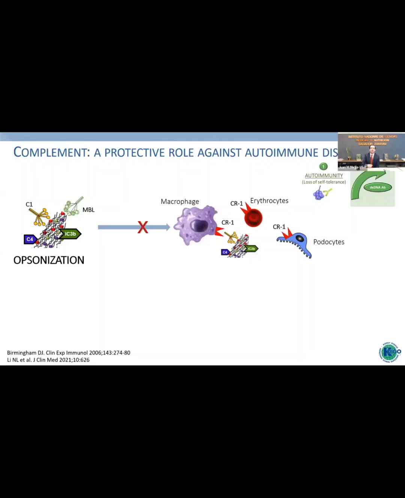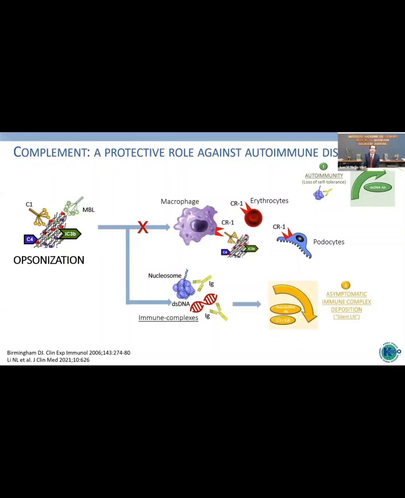So if we don't have these opsonizing particles, or their levels are too low, then the cellular debris will remain in circulation, and patients with predisposition to develop autoantibodies will form immune complexes, and we saw that these immune complexes will go to the kidneys and produce the lupus nephritis.